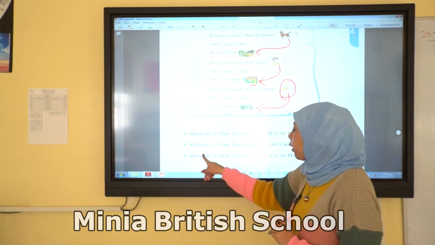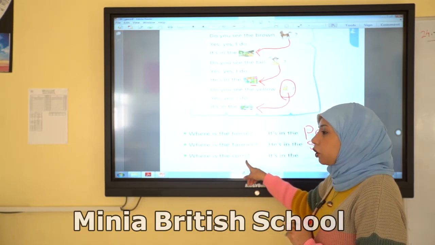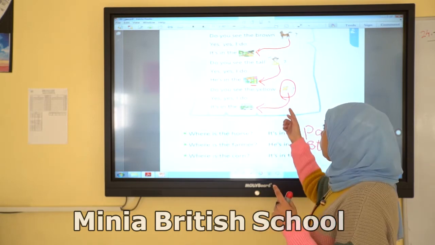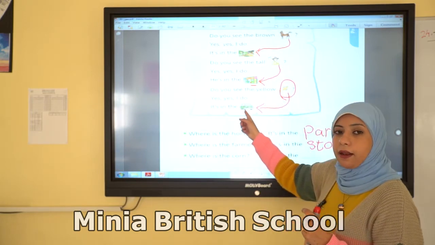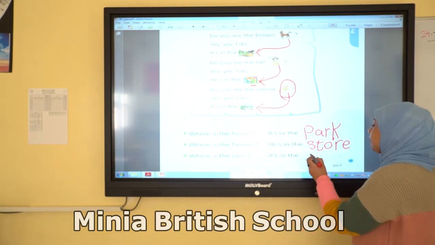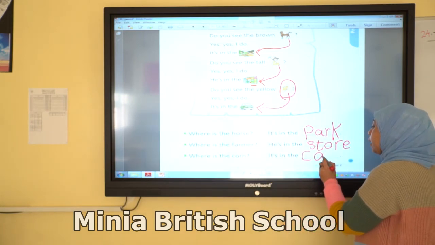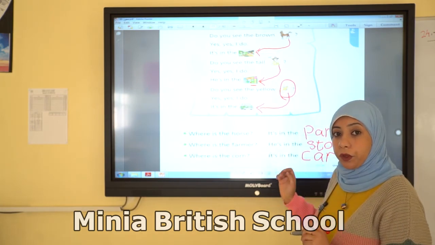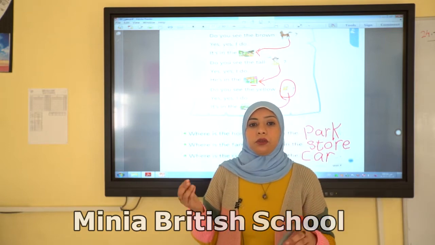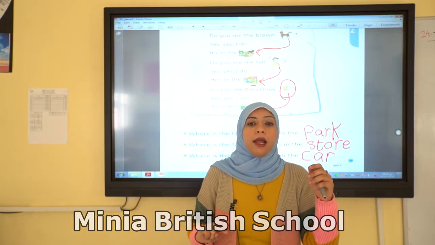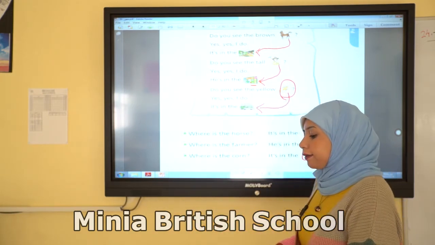Where is the cone? Remember, where is the cone? It's in the car. Yes. C, A, R. Car. Digraph AR. Today we have two digraphs. Remember, OR and AR. Okay, Kiji? Okay, let's see another page.